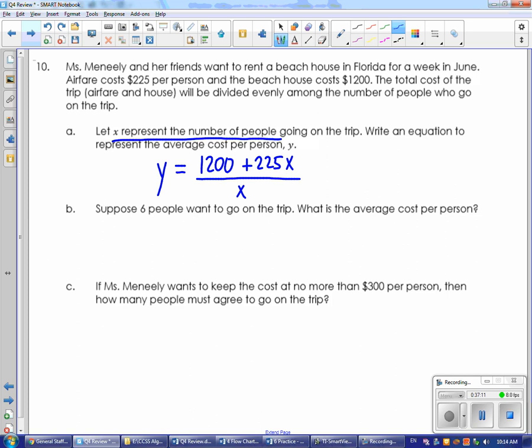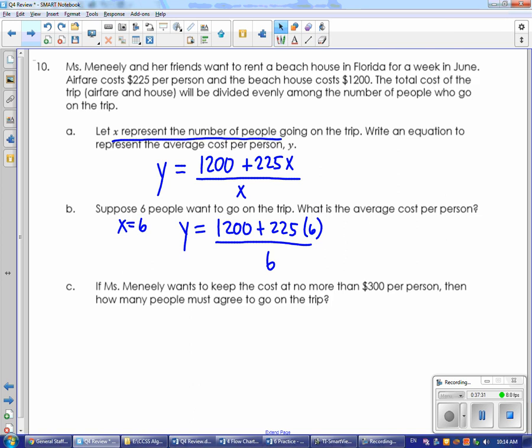If x represents the number of people going, then I'm going to let x equal 6. That means that y is going to be 1,200 plus 225 times x. Oops, I don't want to put an x there anymore, right? We know it's 6 people. So I'm going to go ahead and plug the 6 in here. And then I also want to divide by 6.